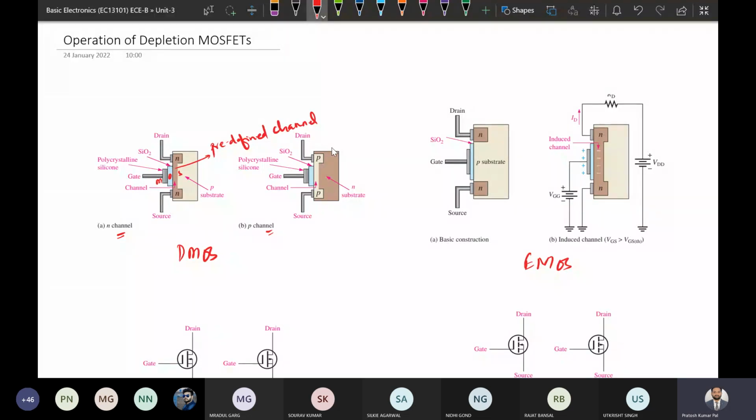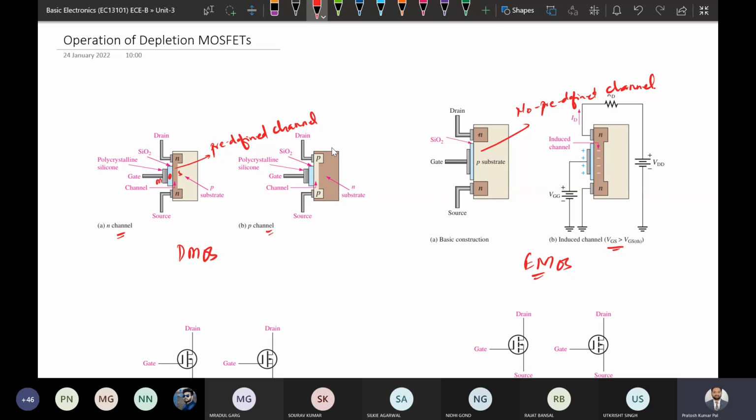Next, in the enhancement type, a similar structure will be there. The only construction difference is that there will be no predefined channel. So between drain and source there is no channel. The channel will be formed only when we apply some voltage, that is, the gate to source voltage.